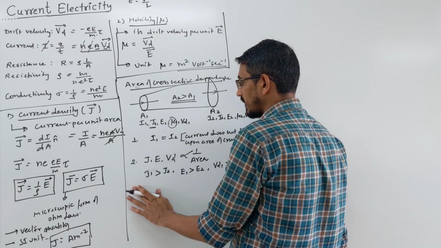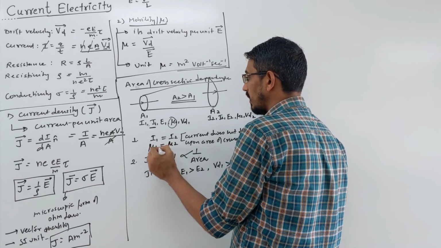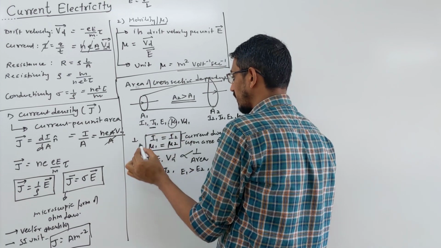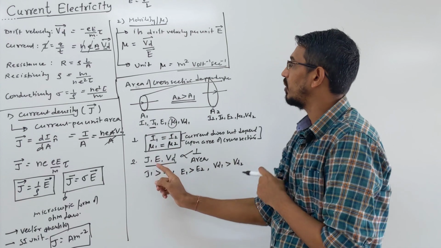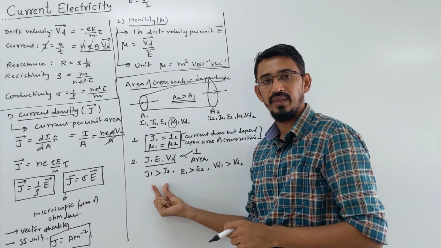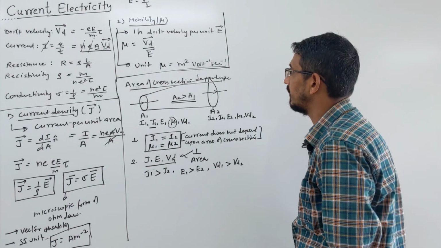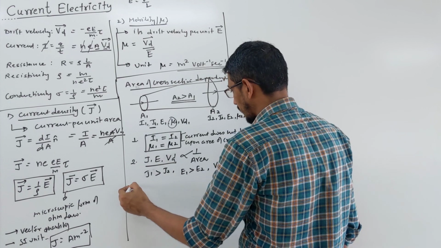So if you want to write here itself, instead of current you can write mobility also does not depend on area of cross section. So these 2 are not changing, these 3 things are inversely proportional. Current and mobility will not vary, but these will vary for the given wire. This is one important question I have done.